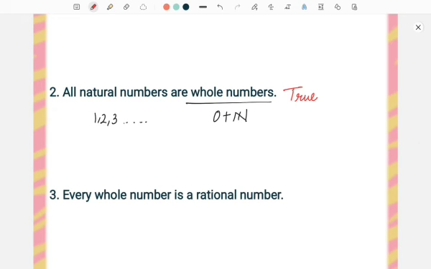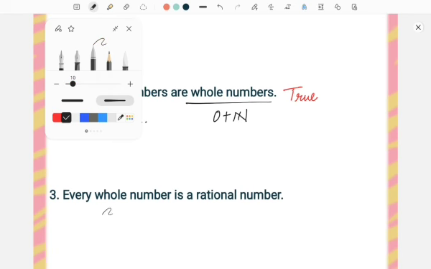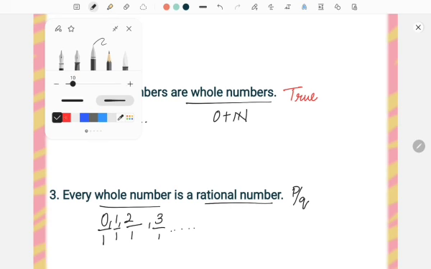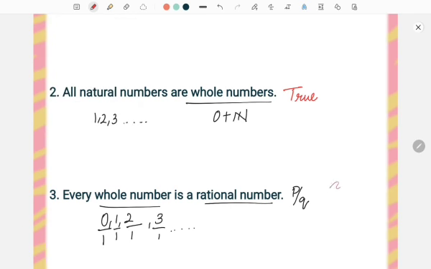The third one, every whole number is a rational number. Whole numbers are again 0, 1, 2 and so on. Now can you write all these whole numbers in rational number form? Rational number form is p by q form, right? Can we write 0 as 0 by 1, 1 as 1 by 1, 2 as 2 by 1 and so on? क्या हम इन्हें ऐसे लिख सकते हैं? लिख सकते हैं, right? With denominator 1. So every whole number is a rational number. So the given statement is true. This third statement that we have here is true.